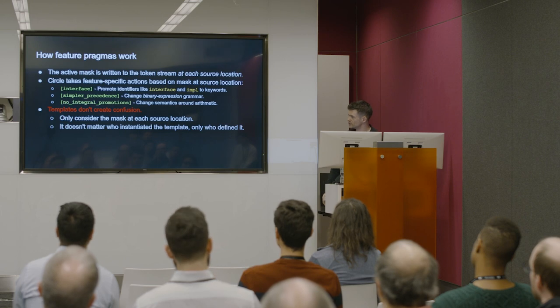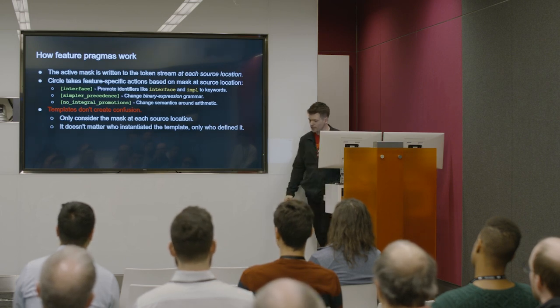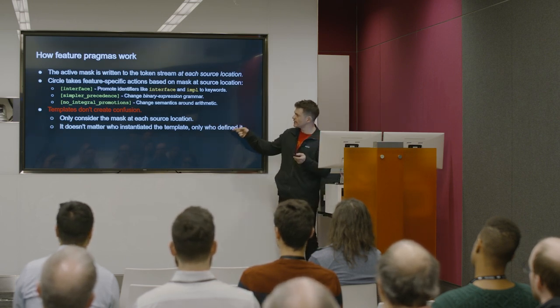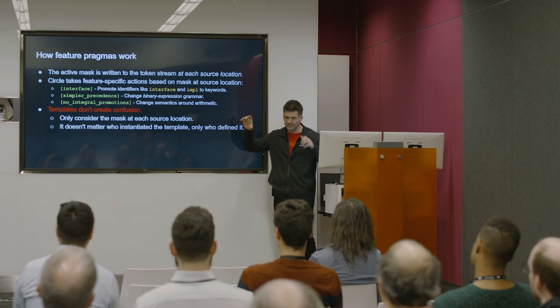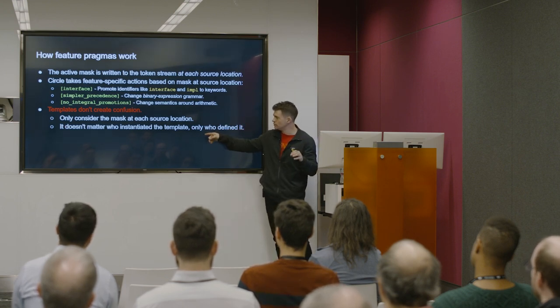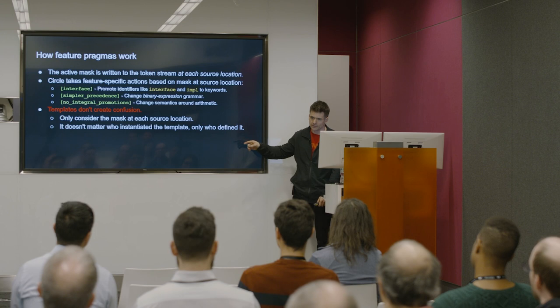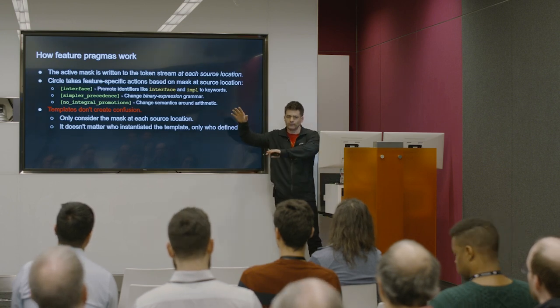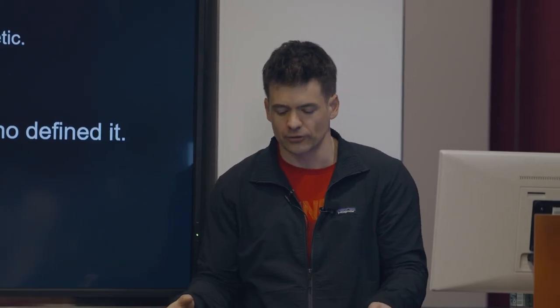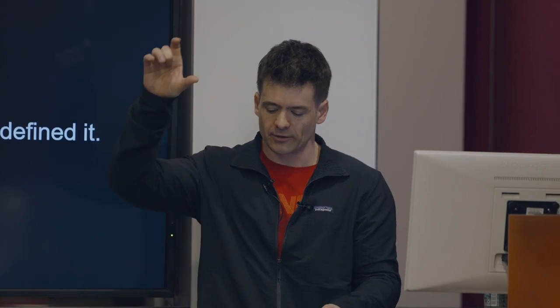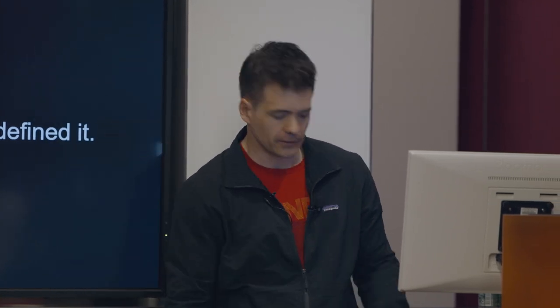Templates don't create confusion. This was an issue brought up surrounding epochs. Only consider the mask at each source location, as in the definition of the template. It doesn't matter who instantiated the template, only who defined it. So if you have a template in a header file, it doesn't matter what your local features are for the user. It only matters what the conditions were when that template was defined.